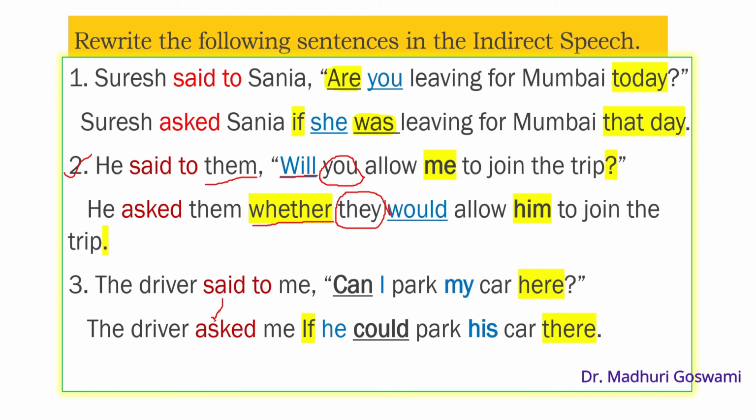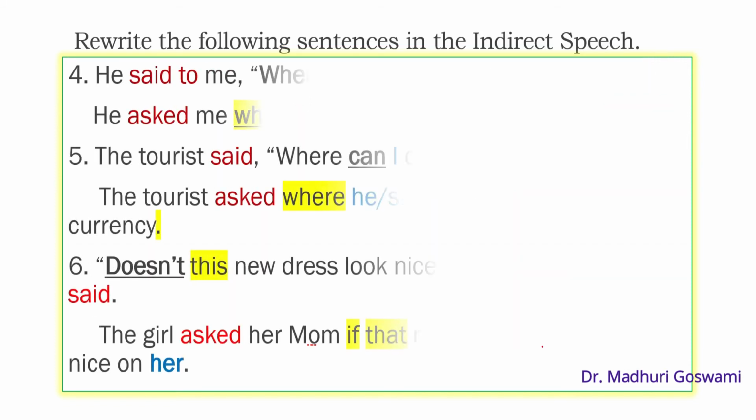The next change is the use of conjunction and removal of comma and speech marks. And in this sentence, we have used the conjunction word if because this question begins with a modal verb that is also an auxiliary verb. So we use here the conjunction word if. The change of pronoun, the change of word order, and the change of the tense. It reads like this: the driver asked me if he could park his car there. Well, let's take up next 3 sentences.